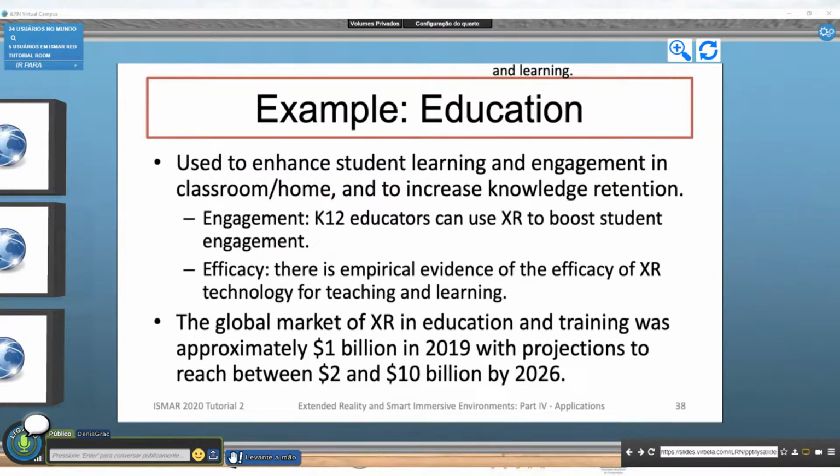from literature that K-12 educators can use extended reality to boost student engagement, and in high school and higher education, there is empirical evidence for efficacy. In other words, the efficacy of extended reality technology for teaching and learning and the benefits from it. Specifically, the global market for extended reality education and training will grow from approximately 1 billion in 2018 to between 2 and 10 billion by 2026. Again, a very important application domain and strong potential for growth.